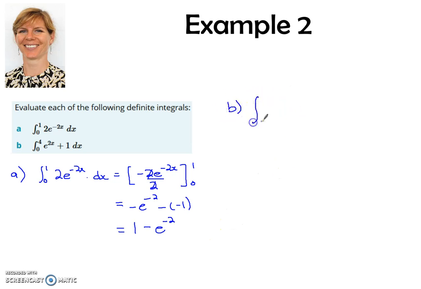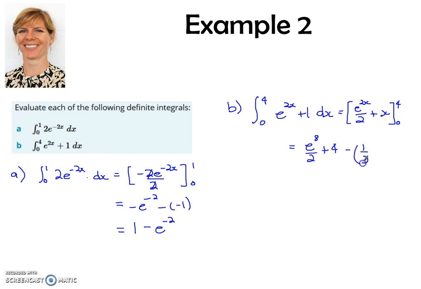Okay, b, 0 to 4 of e to the power of 2x plus 1 dx. Okay, so integrating this, e to the 2x over 2 plus x, and going from 0 to 4. So if we start, I'm just going to move over here a little bit to give myself a bit more room. So that's going to be e to the power of 8 over 2 plus 4 minus, and that will just be a half, plus 0. Okay, so what you end up with there then is e to the power of 8 plus 7 on 2 over 2.